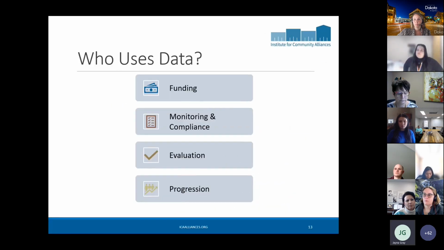The next thing is who uses this data. After talking about all that information, we're gathering this data from our projects and entering it into HMIS. So who uses this? Federal, state, and local funding sources use this data. Monitoring compliance can use this data, like holding agencies accountable for the funds they receive in their grant agreement. It's also an evaluation to really see if your services and projects are working over time.